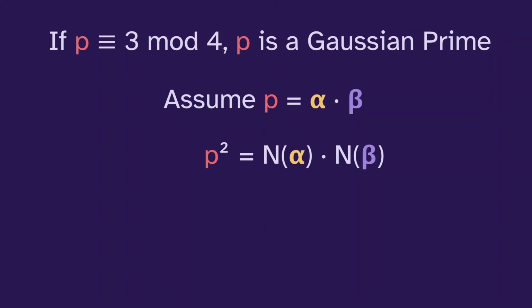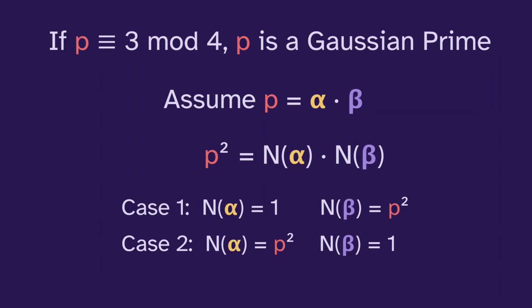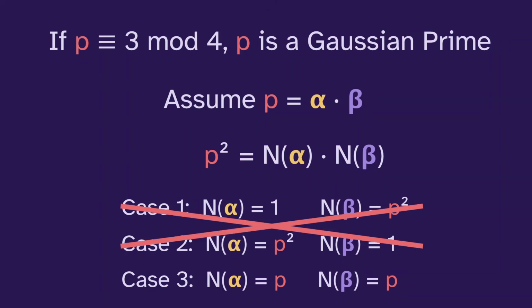But remember, the norm is always an integer. So how can we factor p squared? There are only 3 ways. Either the norm of alpha is 1 and the norm of beta is p squared, or the norm of alpha is p squared and the norm of beta is 1, or they are both p. Case 1 has the norm of alpha as 1, and case 2 has the norm of beta as 1. But the only numbers with a norm of 1 are units, and we assumed that alpha and beta are both not units. So case 1 and 2 fail.